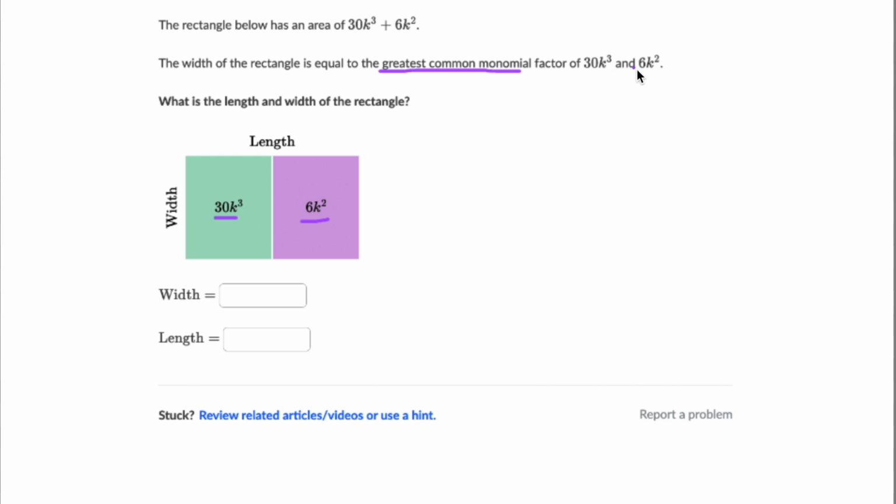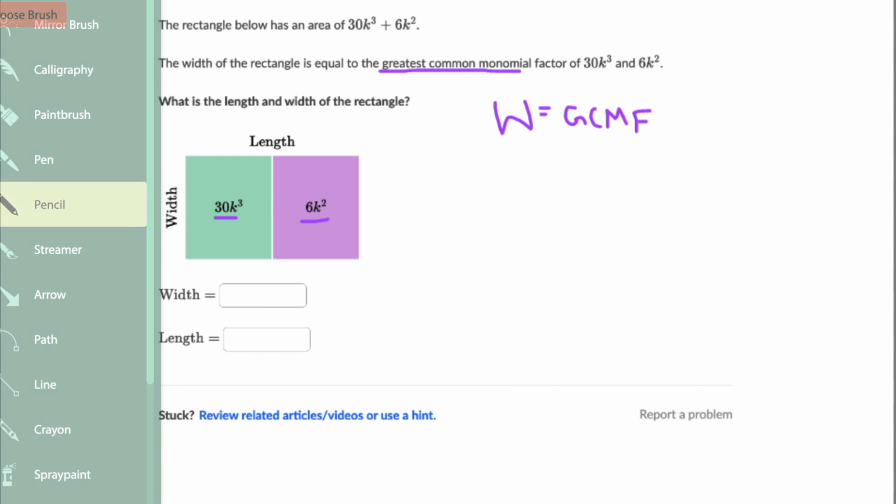The first thing you have to do is look at how it says the width is equal to the greatest common monomial factor, which means you should tackle finding the width first so you can use that to find the length. So I put the width is equal to the greatest common monomial factor of 30k to the 3 plus 6k squared, and I usually abbreviate this as GCMF.